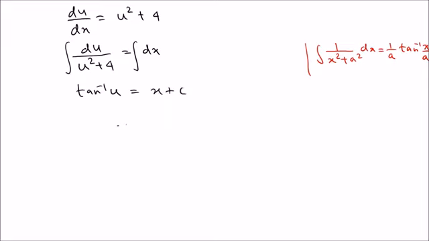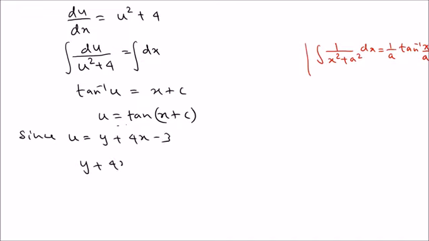So this means that if you take tan of both sides, this says that u equals tan x plus c. And then what is u? Now we're going to substitute back. Since u equals y plus 4x minus 3, you can put that here: y plus 4x minus 3 equals tan x plus c. Now you can just solve for y.